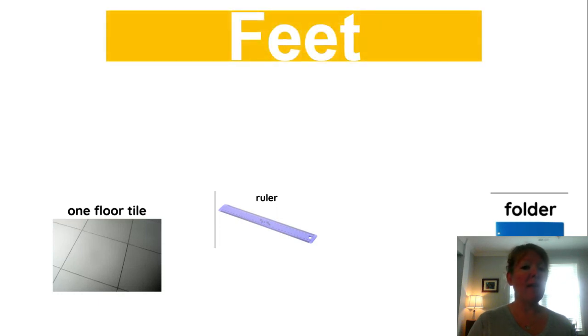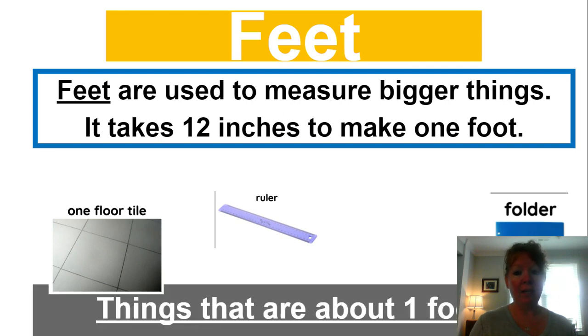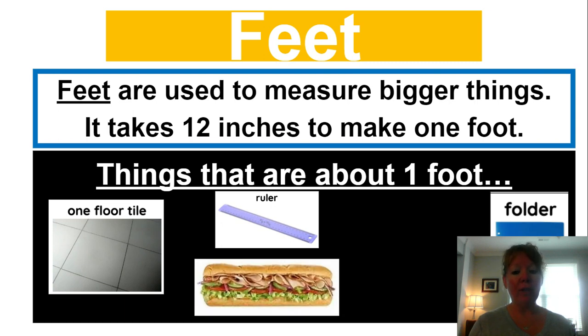Next, we're going to talk about things that we would measure in feet. And feet are used to measure bigger things. It takes 12 inches to make 1 foot. So when we're looking at things we can measure in feet, a floor tile in our classroom is about 1 foot. A ruler is 1 foot. It's 12 inches. How long your folder is that we keep our things in, 1 foot. These are all things that are about 1 foot.